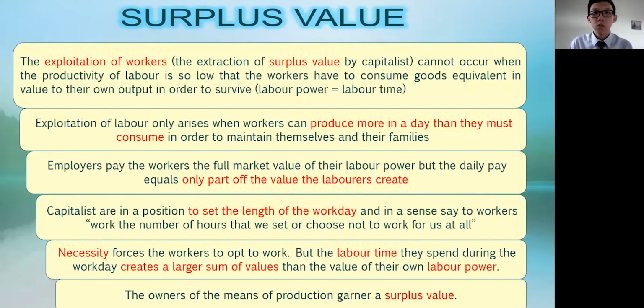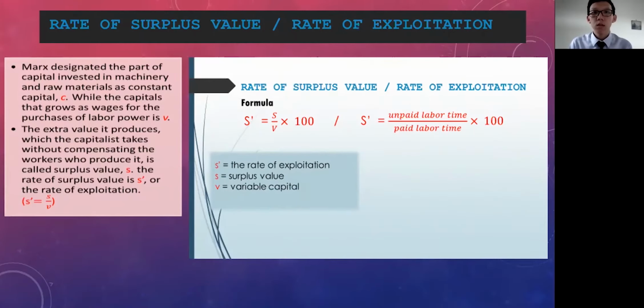The extraction of surplus value by the capitalist cannot occur when the labor power is equivalent to the labor time. This is the equation to calculate the rate of exploitation. The rate of exploitation equals surplus value over variable capital times 100%. The higher the percentage, the higher the exploitation of labor.